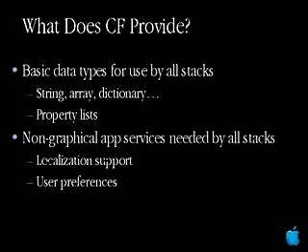So CF provides two basic things to the system. The first one is some basic types by which all of the different substrates can speak. So that's things like strings, arrays, and dictionaries. And then we combine them together in an abstraction that we call property lists. The other thing it provides is the non-graphical services that every application needs. So that's localization support, user preferences, as I said, also the pasteboard and the run loop.